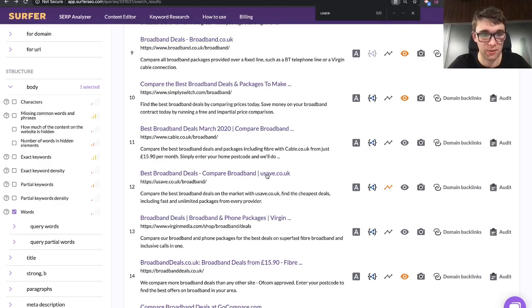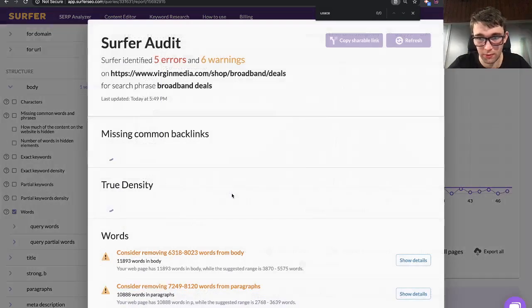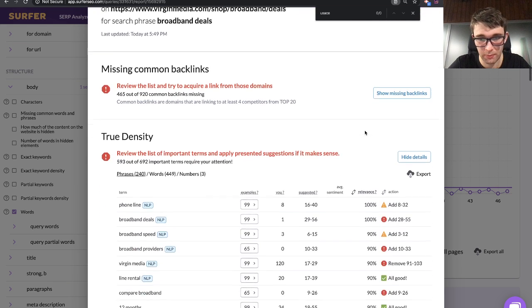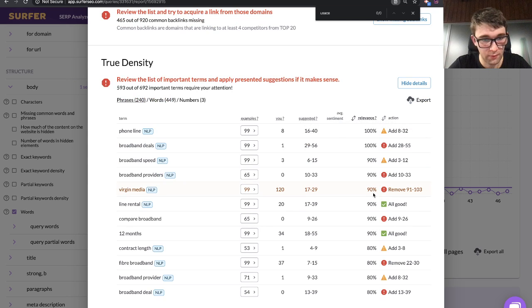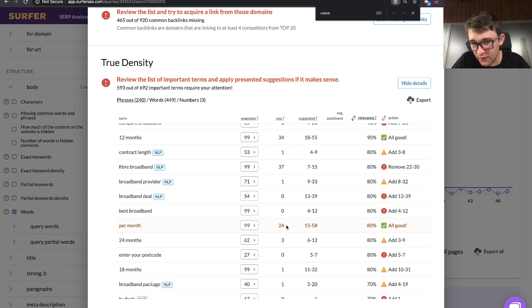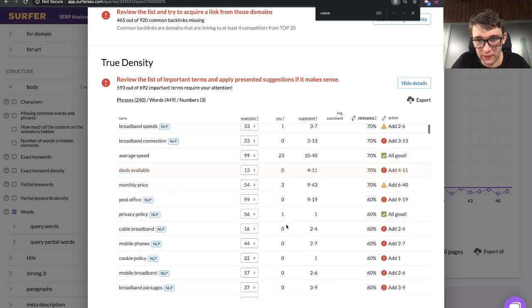We can check the Virgin Media usage. That can be a good example. I will just take a look at the true density, if they are over or under optimized. Okay, Virgin Media doesn't matter, but yeah, even though they have so much content, they are still over optimized for some keywords like fiber broadband. So they have to reduce it a lot.